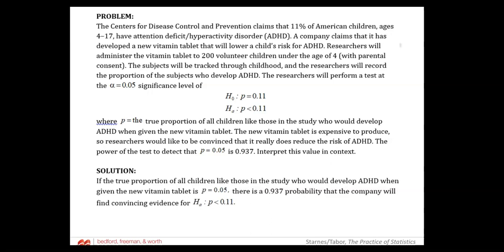If the true proportion of all children in the study who develop ADHD when given the tablet is P equals 0.05, there's a 93.7% chance, or probability, that the company will find convincing evidence that the alternate is in fact true, or less than 11%. So that's interpreting the power. It's kind of tough to do. If the stat they're saying is true, then that's the probability that they will correctly reject the null and accept the alternative.